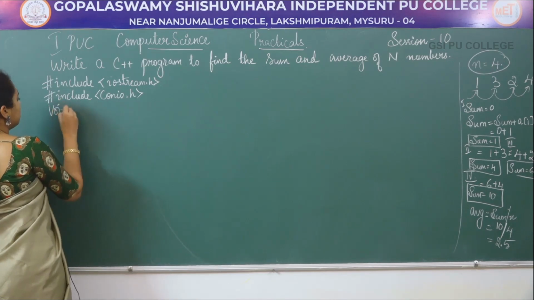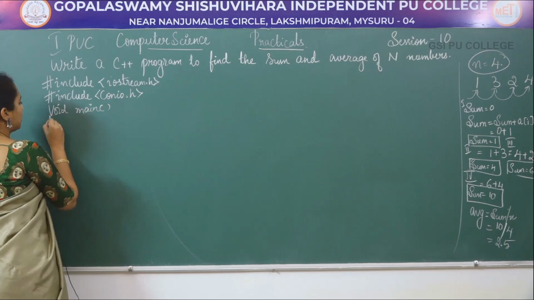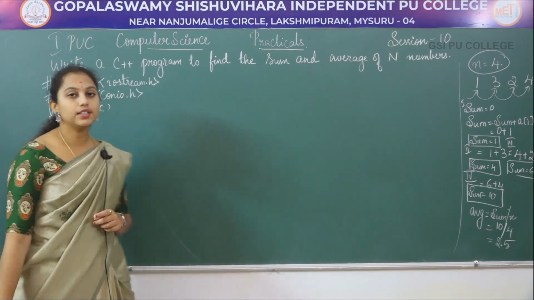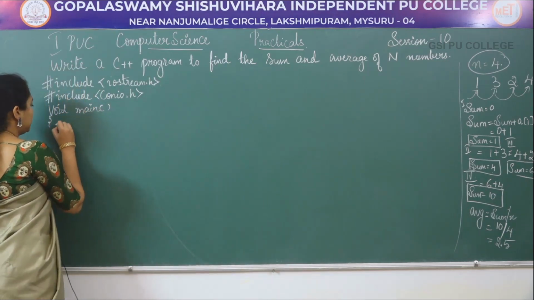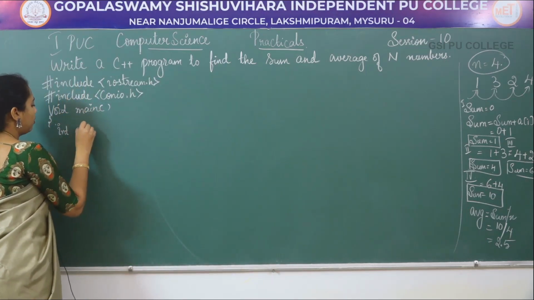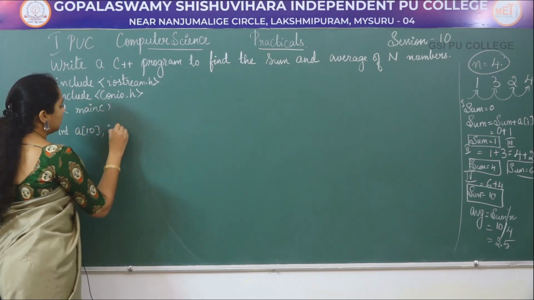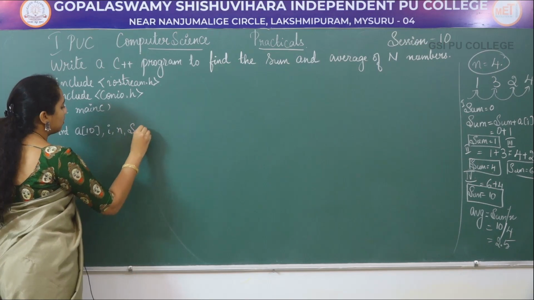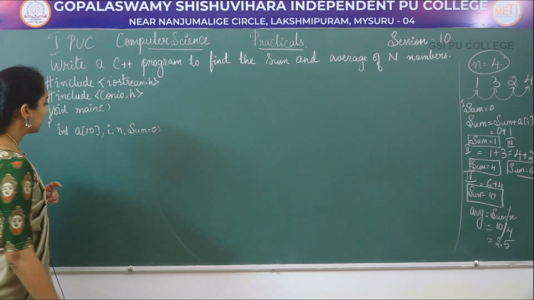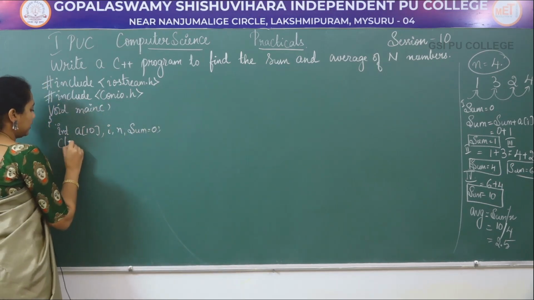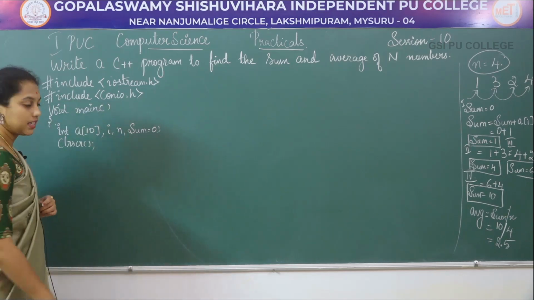Next, in the void main function, I am going to declare the required variables. What are the required variables? int a[10], i, n, sum = 0. Sum is equal to 0. Then clrscr to clear the previously generated output on the display screen.